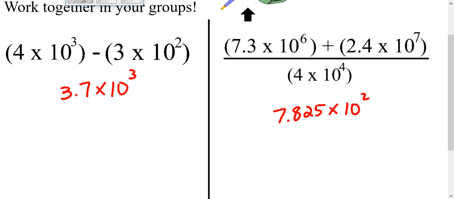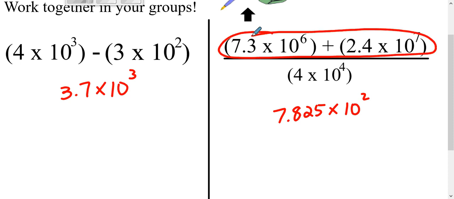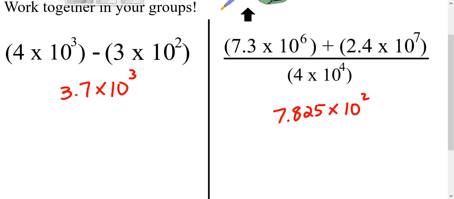Check your answers. For the second one, whenever it's given to you in a fraction format, you need to simplify the numerator first and then divide it by the denominator. If you enter it into your calculator correctly, either using the fraction button or using parentheses, then it should do it for you.